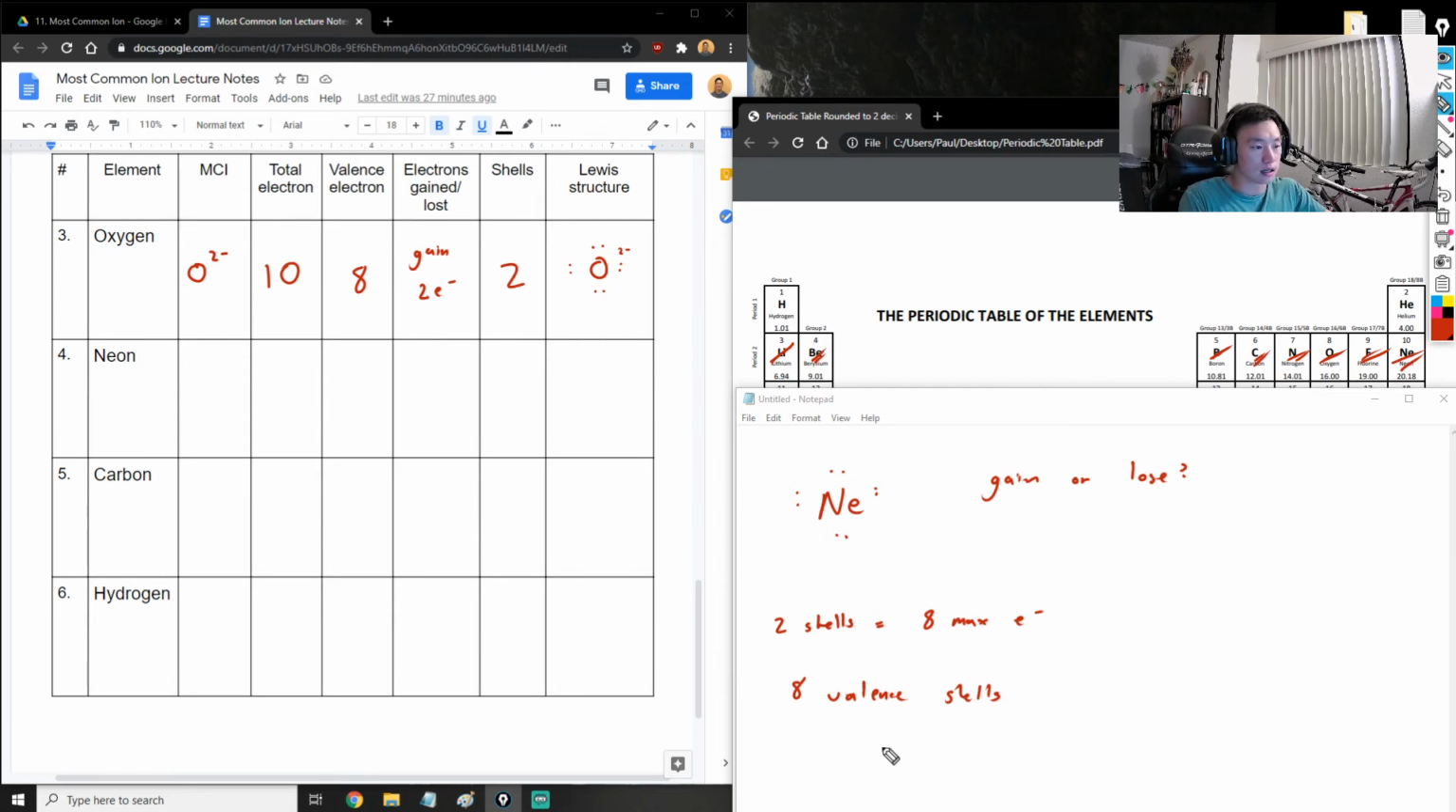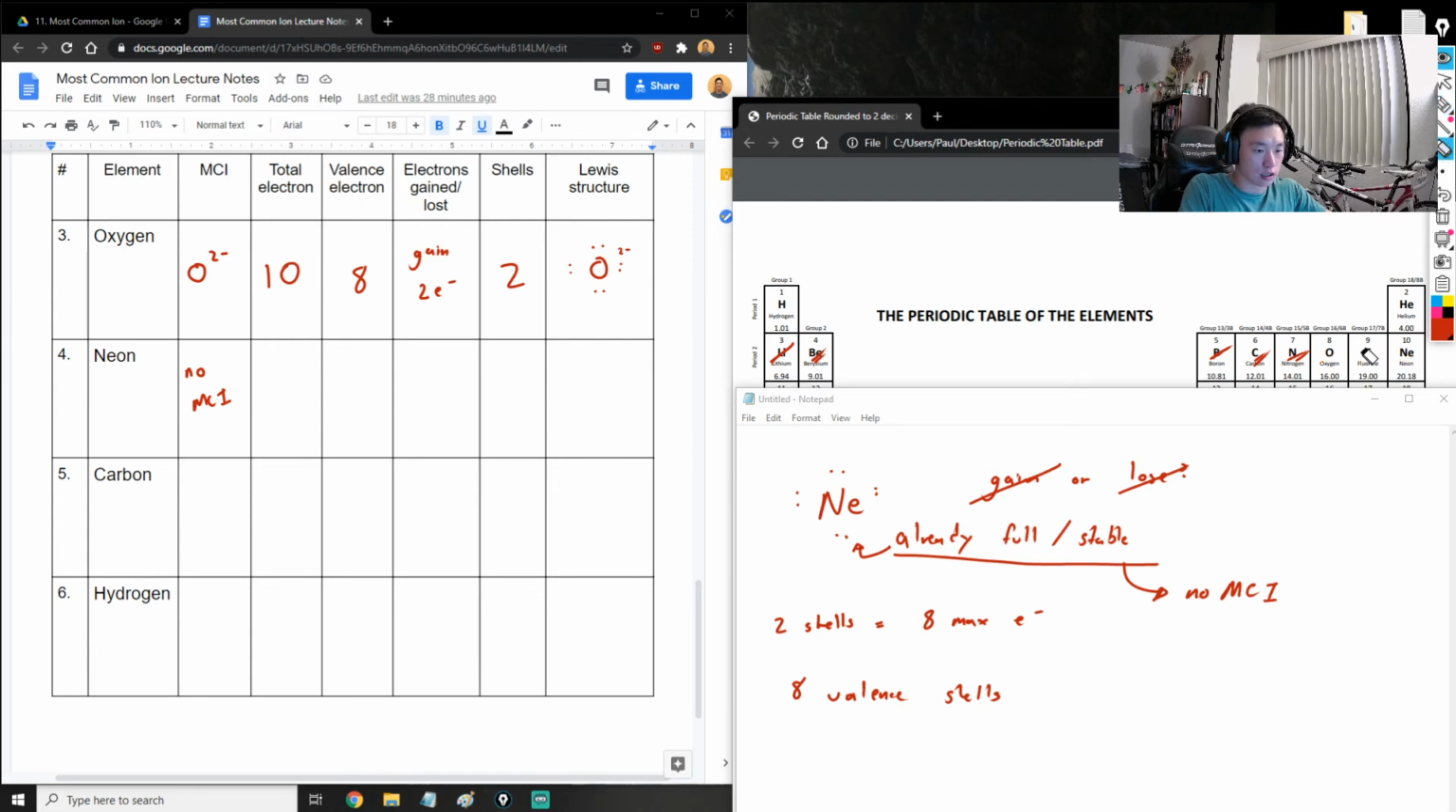So that means that neon is a weird exception because it does not want to gain and it doesn't want to lose because it's already full. Another way to think about it is already stable. It doesn't want to gain or lose because if I take away electrons from neon, neon's unstable. If I add more, it's going to get unstable. So neon, for the MCI, you would write no MCI. So if you see an atom that already is full or stable on the outside shell, it's going to have no MCI. So all the answers for these boxes are just going to be the same thing for regular neon.